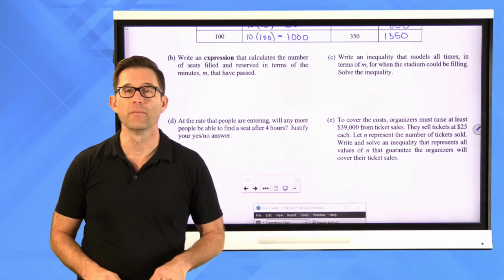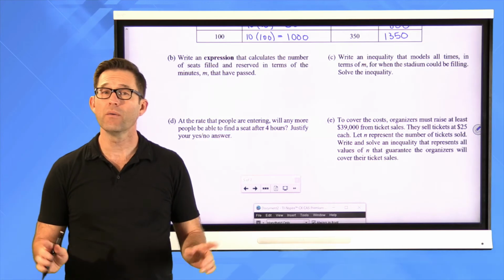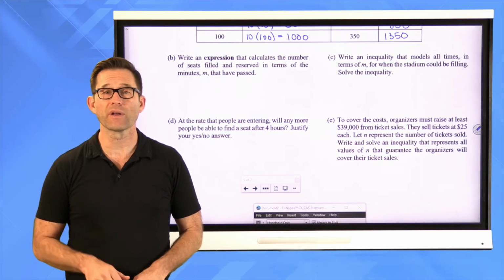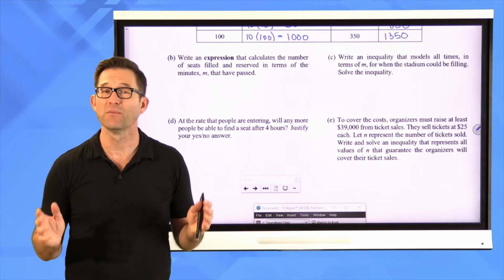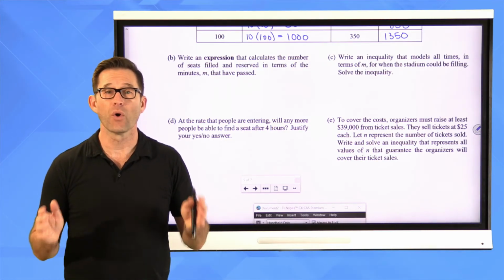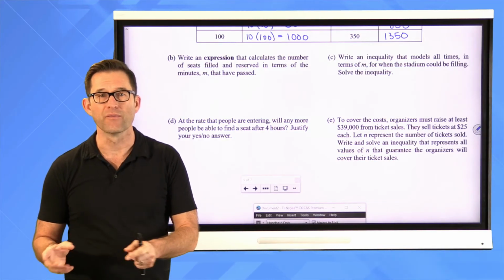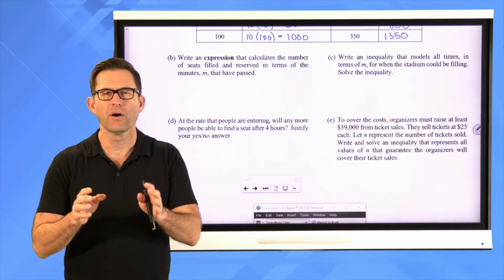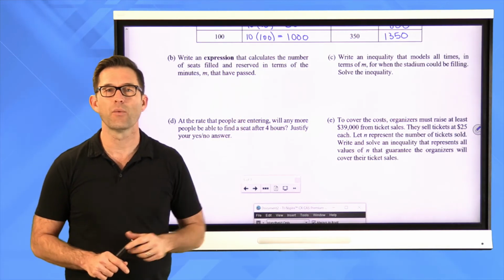Let's take a look at letter B. Write an expression that calculates the number of seats filled and reserved in terms of the minutes M that have passed. Okay, real important on letter B. I am looking for an expression. I'm not looking for an equation. I'm not looking for an inequality. I'm just looking for an expression for the total number of seats that have either been filled or reserved. I want to put those two together. Pause the video now and see if you can use what we did in letter A to give me an expression that will calculate that amount.